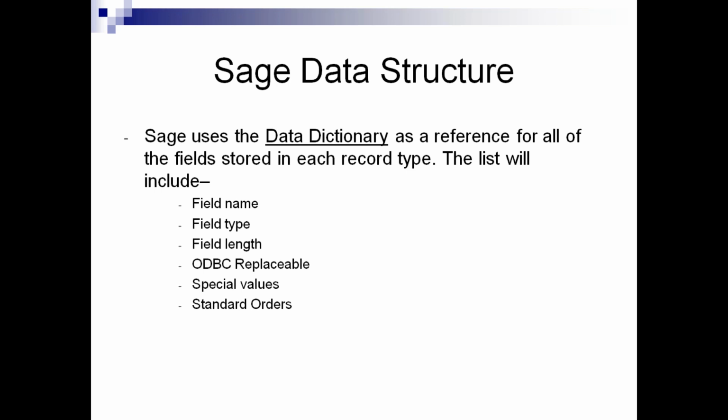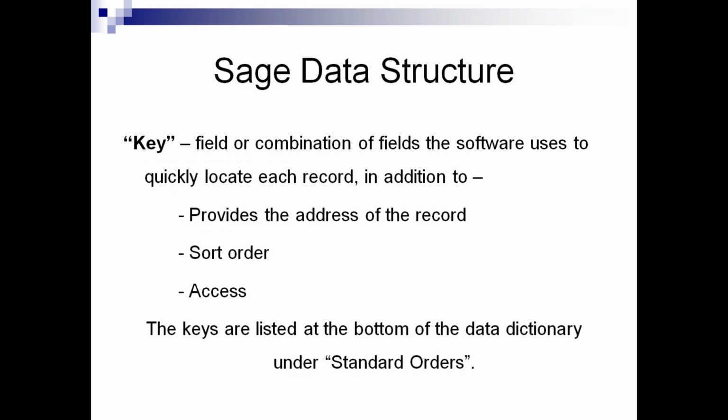Now, each one of these records is going to have something called a key. And that's what the standard order means. So in order to organize the data within that record, each record has at least one standard order or standard key, which is the index to that record. So it's telling the system how to find each of those records when you run the report.